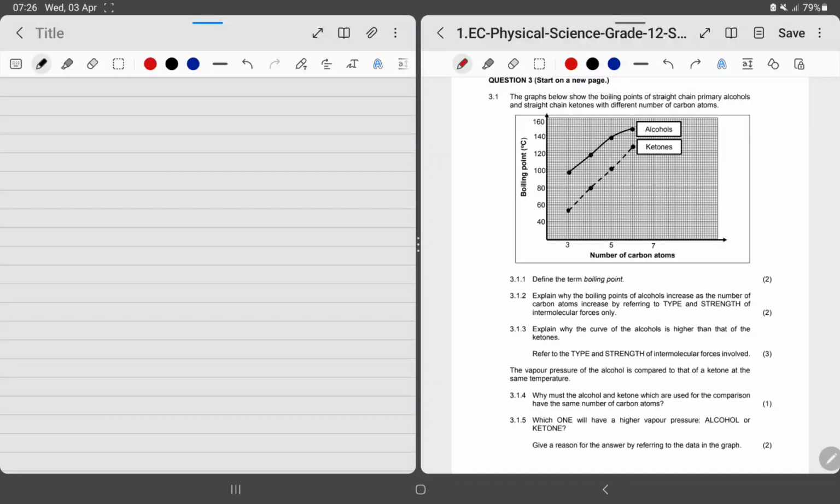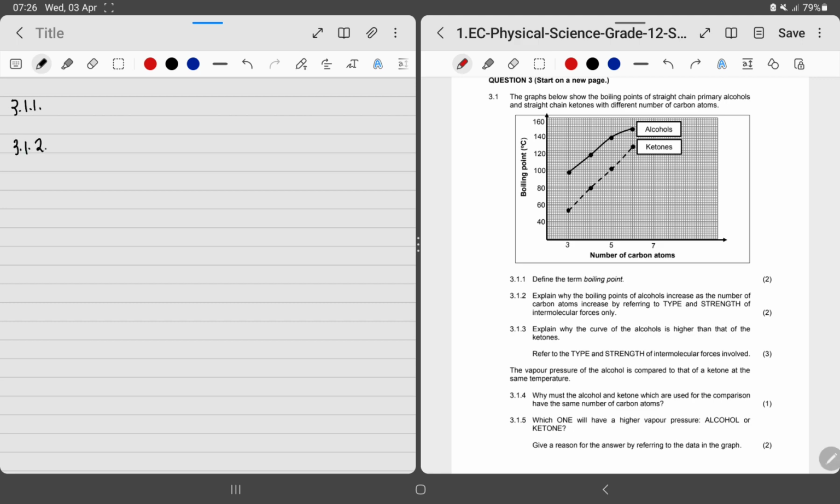The graphs below show the boiling points of straight chain primary alcohols and straight chain ketones with different numbers of carbon atoms. We are given a graph of boiling point versus the number of carbon atoms. 3.1.1. Define the term boiling point. This is the temperature at which the vapor pressure of a liquid is equal to the atmospheric pressure.